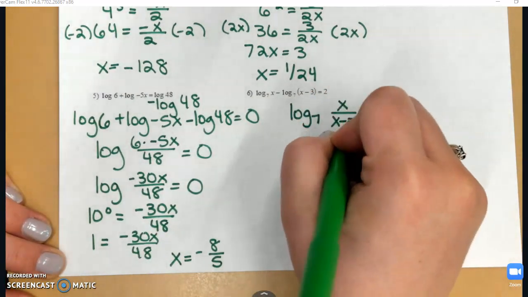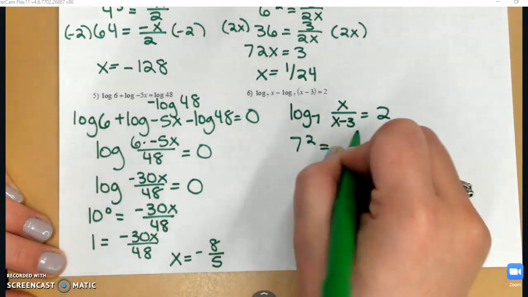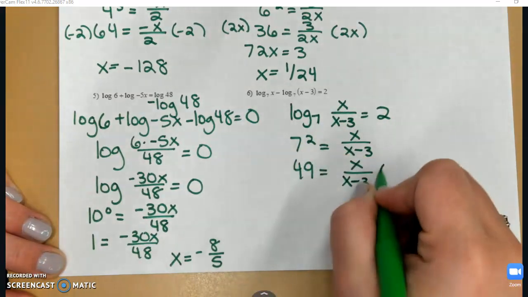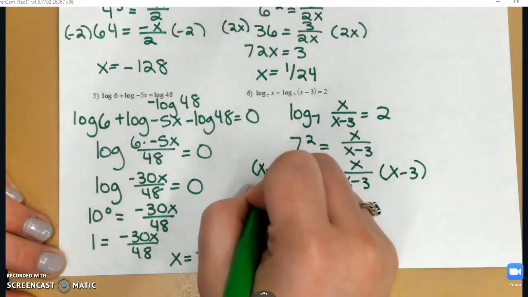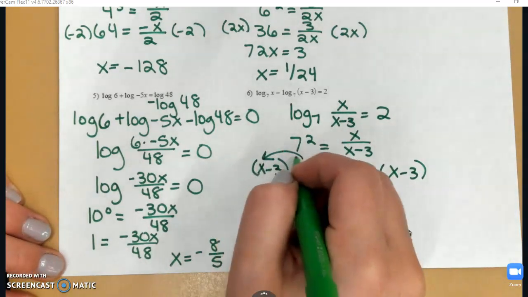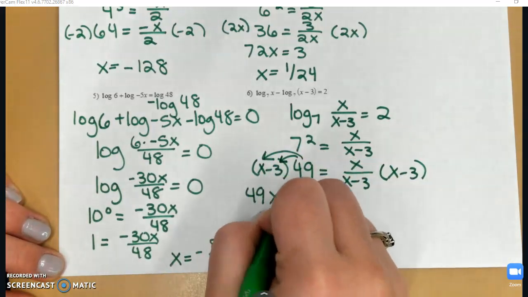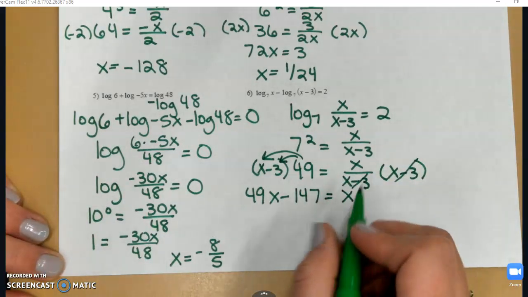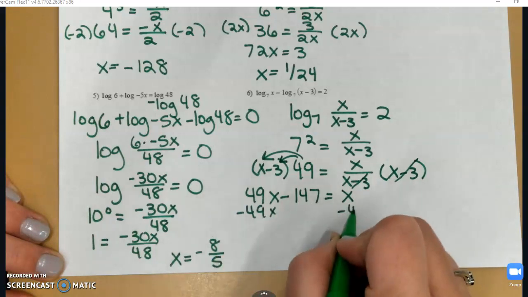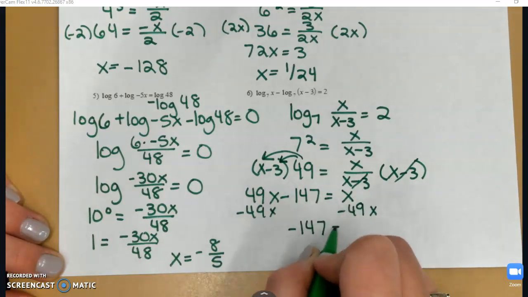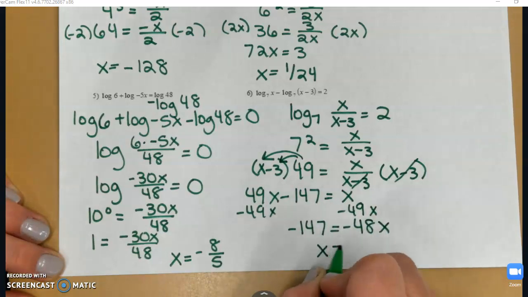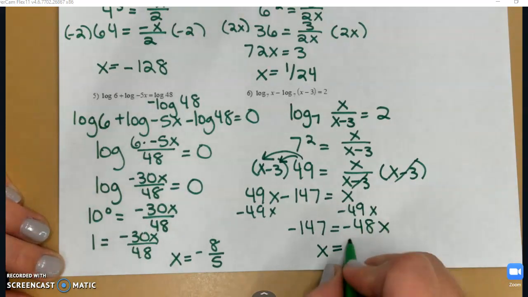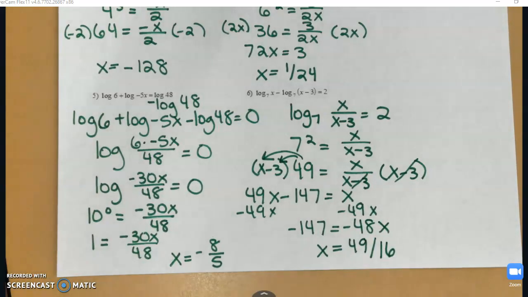Division property. Writing it as an exponential. Now, to get rid of my denominator, I'm going to be multiplying both sides by x minus 3. And what I need to make sure I don't forget to do on the left side is distribute that 49. And that canceled. Now I can move all of my x's to the same side and divide, and my final answer as a fraction is 49/16. And that's it for our notes today.